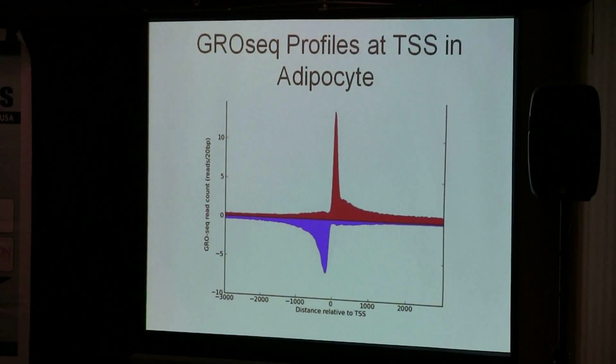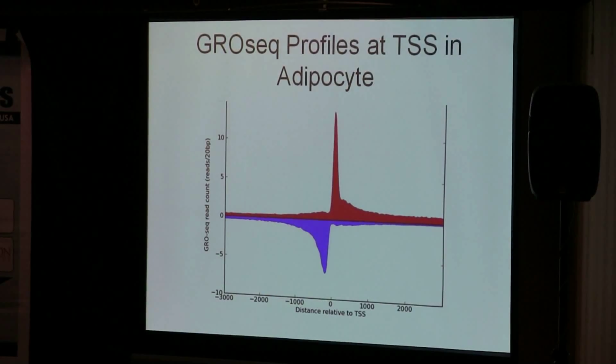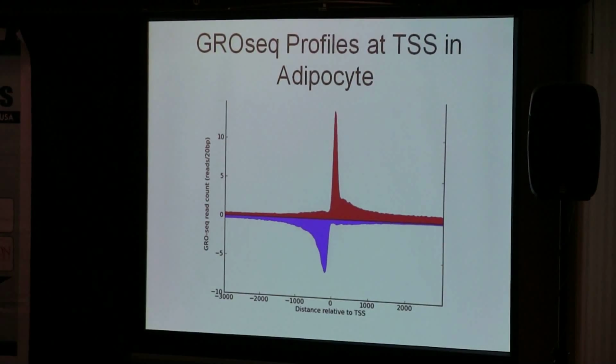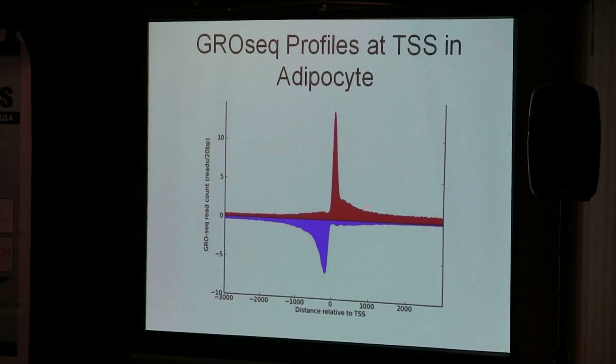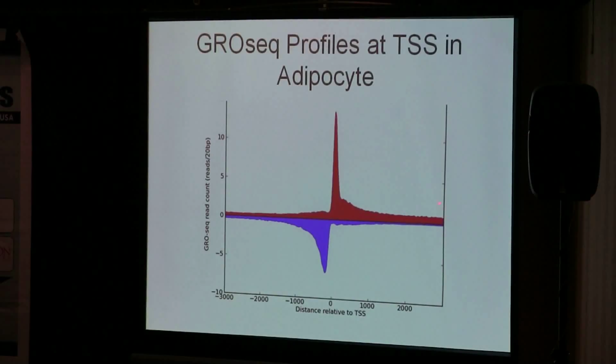And this is just an average profile of GRO-seq. When we collect all the GRO-seq reads at the promoter region, we see a peak here, which tells the pausing of polymerase II at the promoter region. Then the stretch of GRO-seq reads goes down across the gene body.